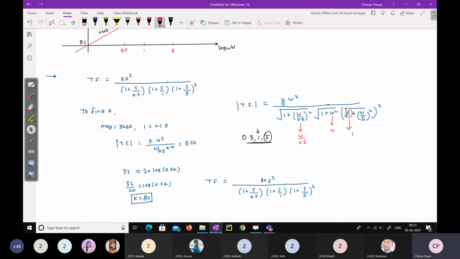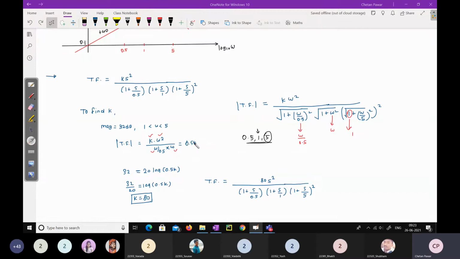Here the above terms will remain the same, k into omega square, because those zeros are occurring at the origin. So if we put it here, this will be k into omega square divided by omega by 0.5 into omega, and this one is there. This will be the magnitude of that particular transfer function. If you simplify it, you will get 0.5k, right?